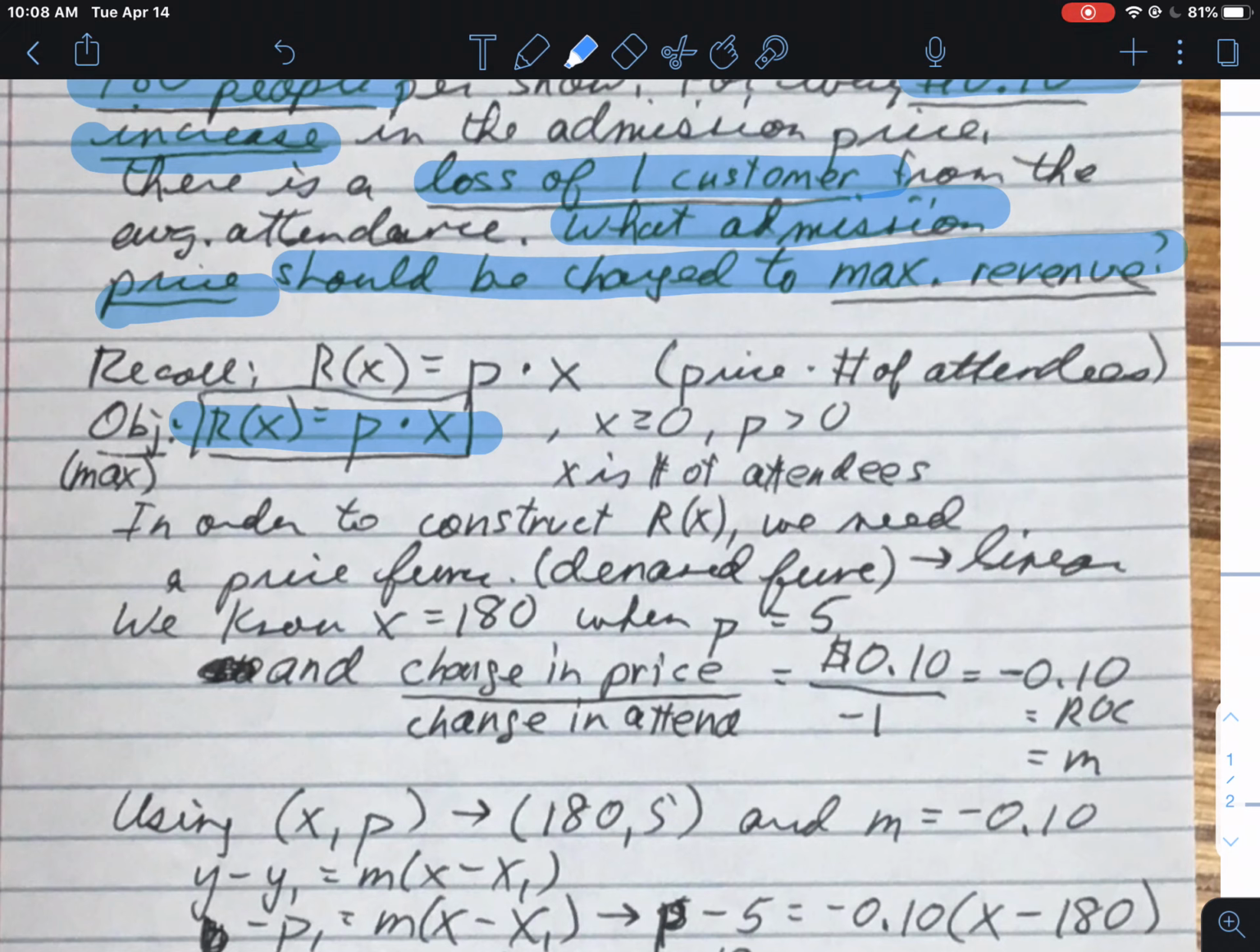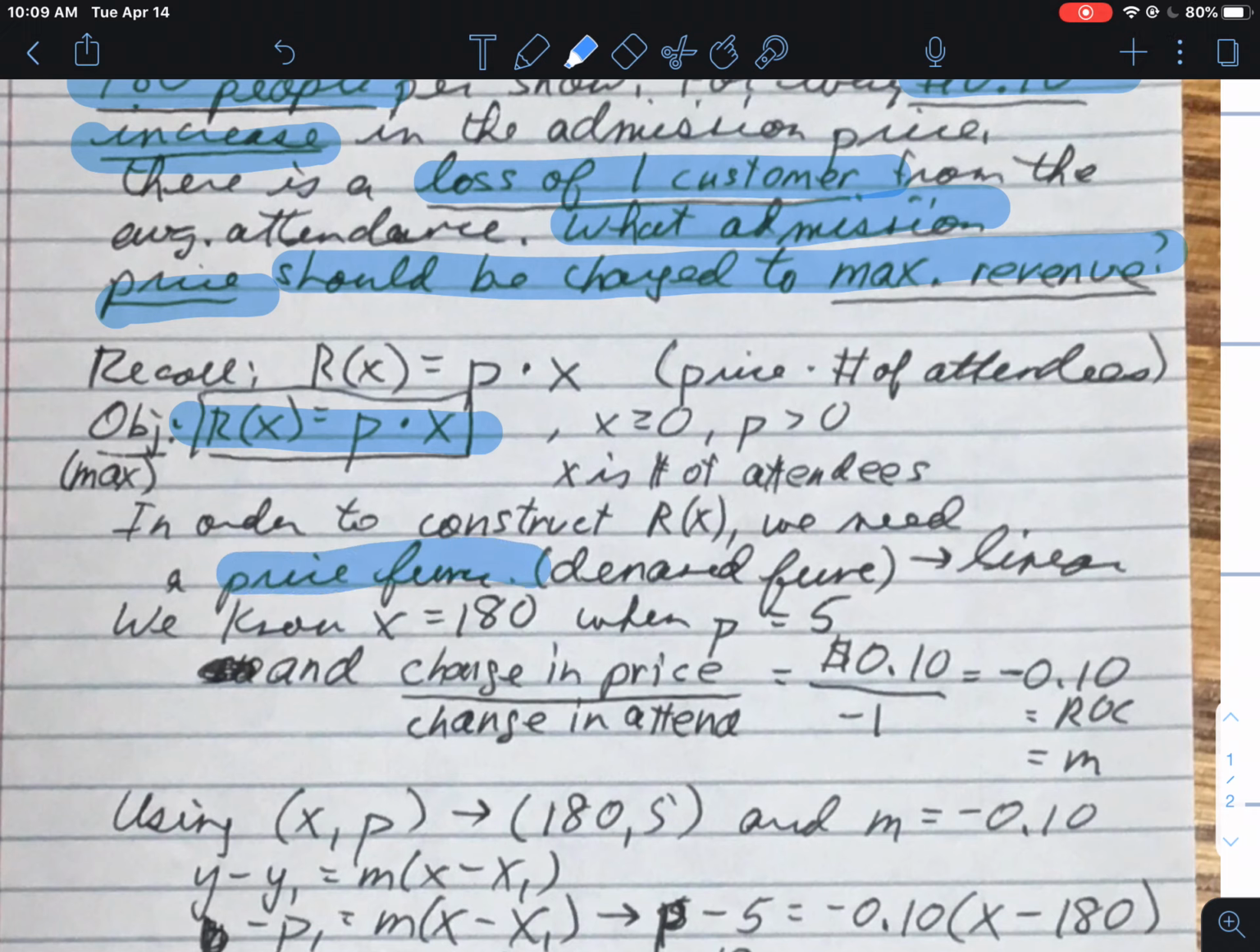That doesn't help me in constructing my objective function. I still have two variables there, p and x. So we need to construct R of x in terms of a single variable. So I either need to get rid of p and put that in terms of x, or I need to put x in terms of p. All right, so typically, with a case of this type, if we've got the price times number of attendees or number of units, I'm going to look to express that price function as a function of x, as a function of the number of attendees.